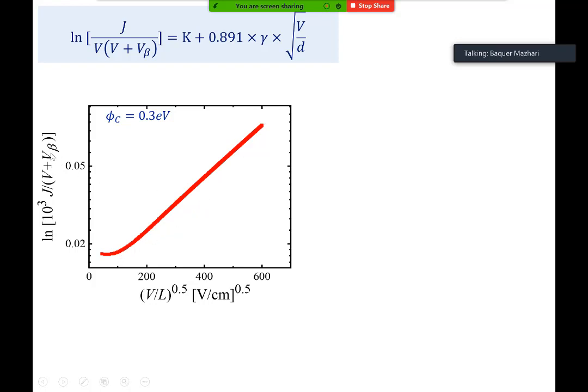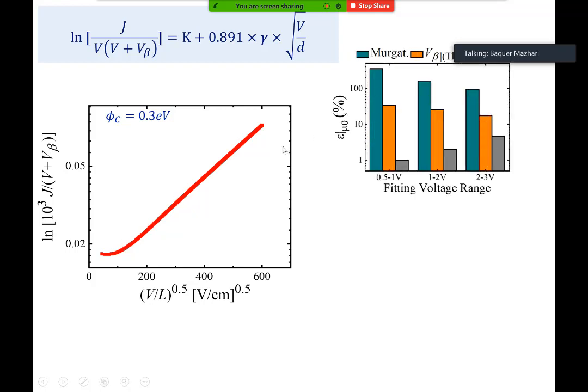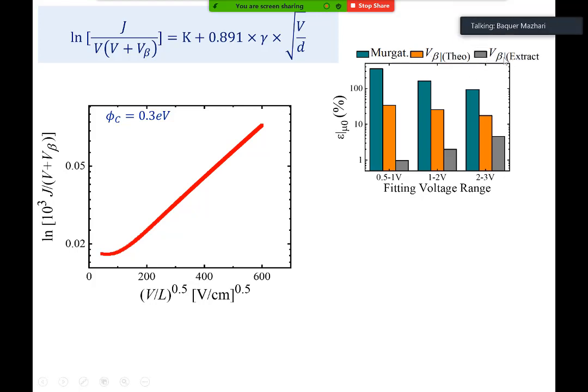So we start with a value of V beta equal to 0.9, but we modify it to get a characteristic which is as linear as we could get through the variation of this one single term. We did that, and with that we estimate the mobility parameters. What I'm showing here is the mobility parameters estimated using three different methods: the original Murgatroyd method, then the one with V beta at the ideal theoretical value of 0.9, and then V beta which is empirically determined.